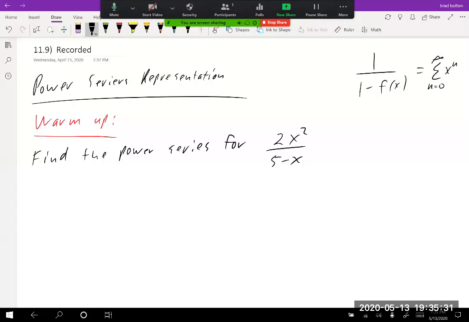So what we're going to do is start with this function, 2x squared over 5 minus x, and we need to somehow get this to look like this, right? That's our job, okay? And again, not everything can do this, but the ones we're working with right now, this is what we're going to try to accomplish.